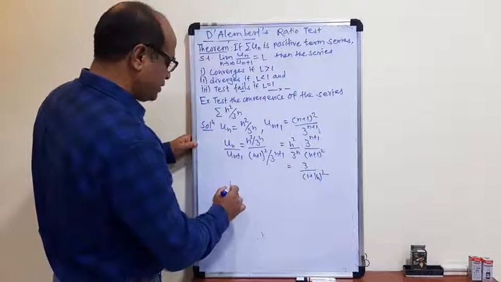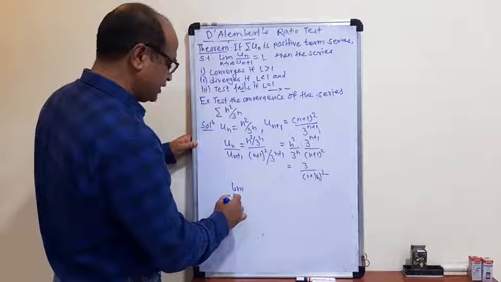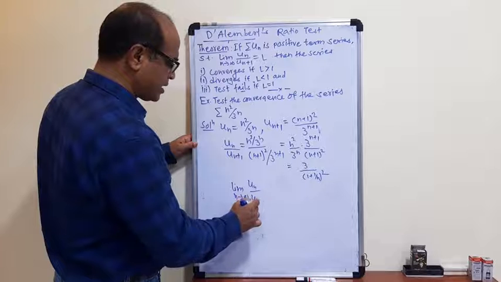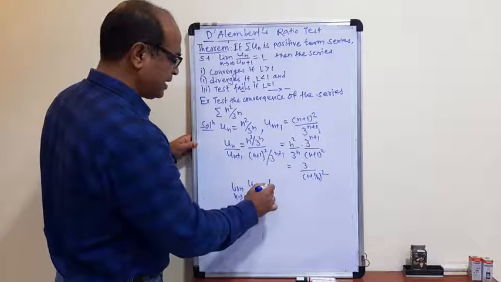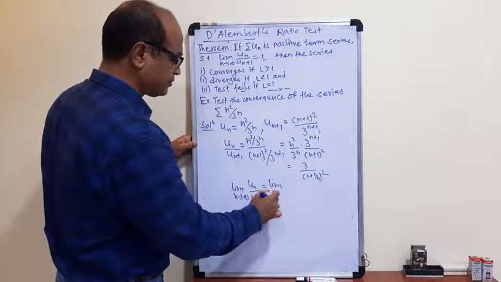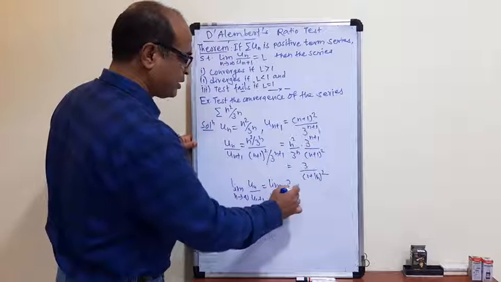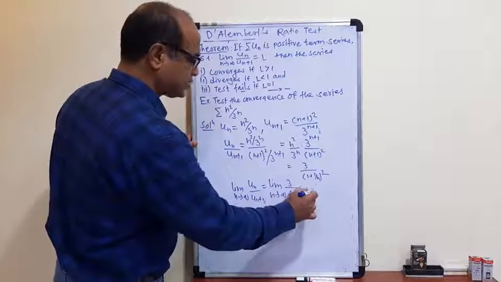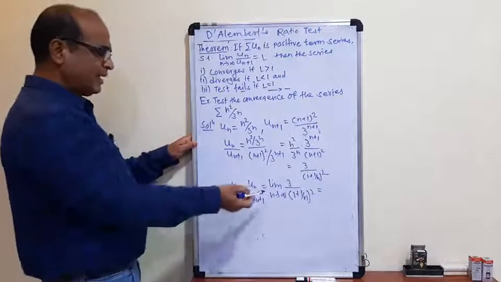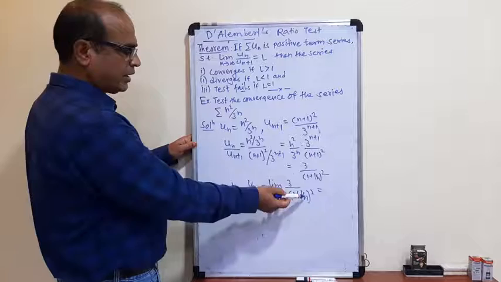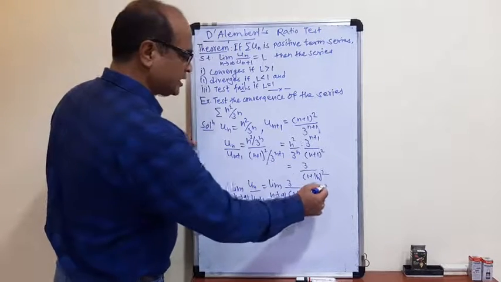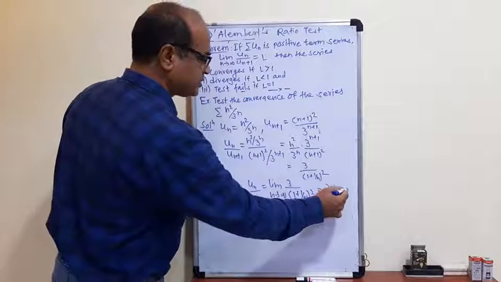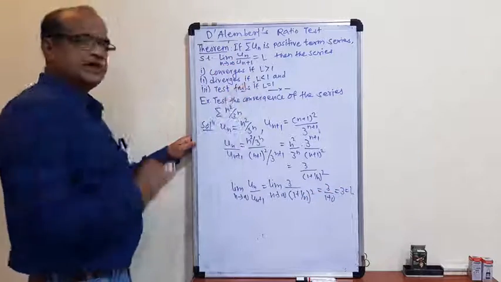Therefore, the limit as n tends to infinity of un upon un plus 1 is equal to the limit as n tends to infinity of 3 upon 1 plus 1 upon n bracket square. So what is the limit of this? As n tends to infinity, 1 upon n tends to 0. So that is 3 upon 1 plus 0, so that is 3. So this is L.